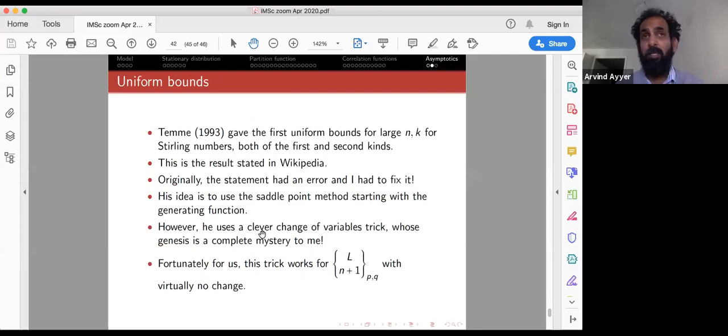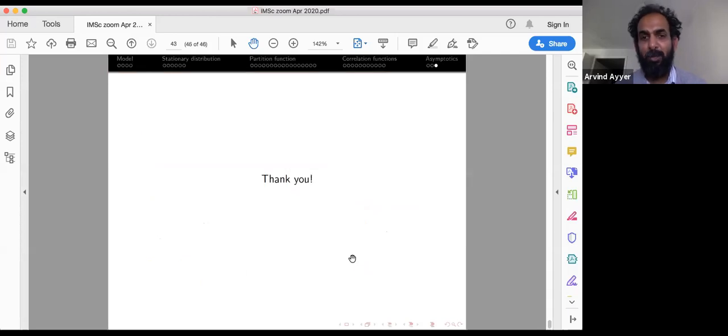Anyway, he has amazing intuition, and he does some very clever change of variables, and I have no idea why he did it. And the ordinary saddle point, and very luckily for me, the trick works for this more general case with virtually no change. So I really almost copy pasted his argument. Mutatis mutandis, it works. So I got lucky in this. Okay, so I think I'm done. Thank you for your attention.